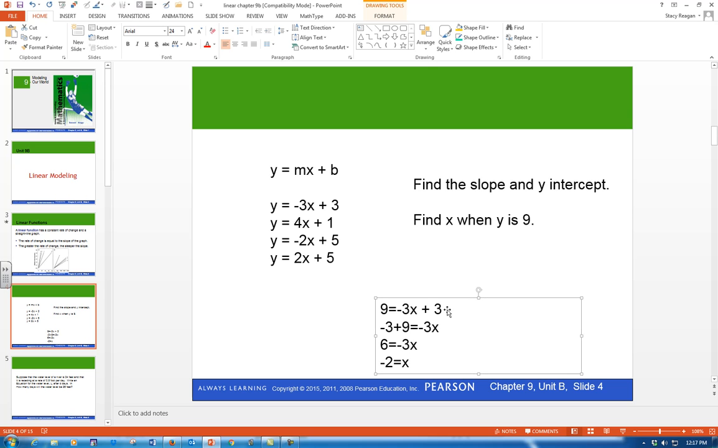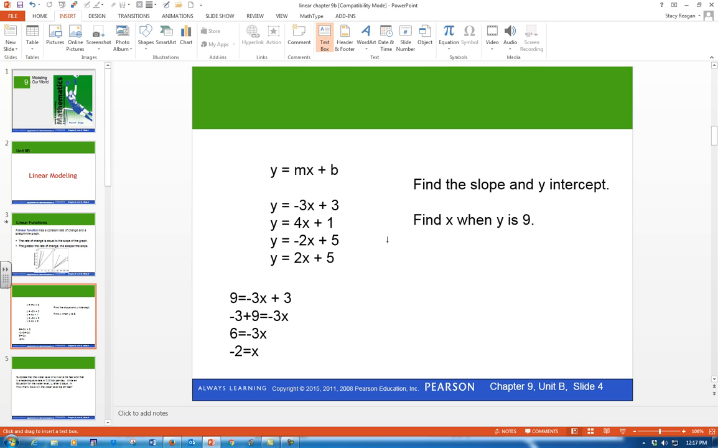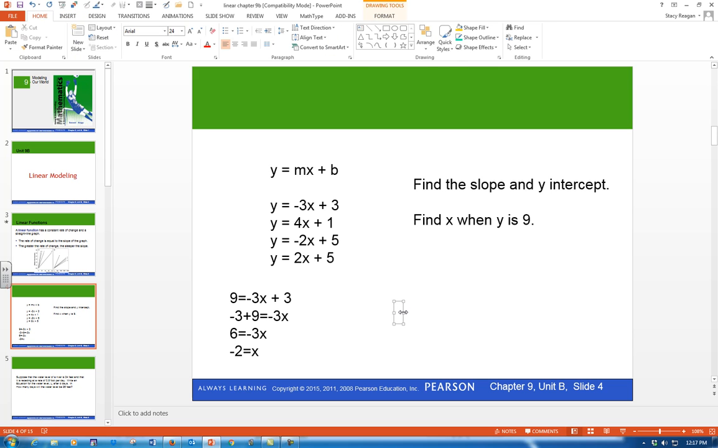And you do the same thing for all of them. So if we were to do another one like that, let's just put another text box here and do another one. So if I want to find x when y is 9, and I'm doing this one, I would put the 9 in place of the y. So I would just say 9 equals 4x plus 1.